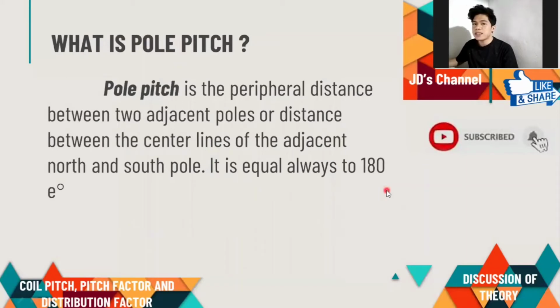So, next one is the pole pitch. Pole pitch is the peripheral distance between two adjacent poles or the distance between the center lines of the adjacent north and south poles. It is always equal to 180 electrical degrees.